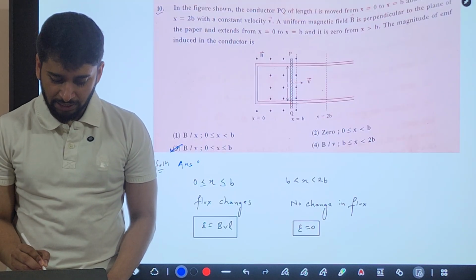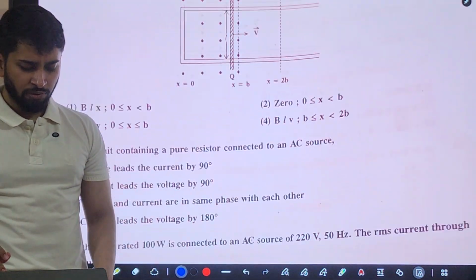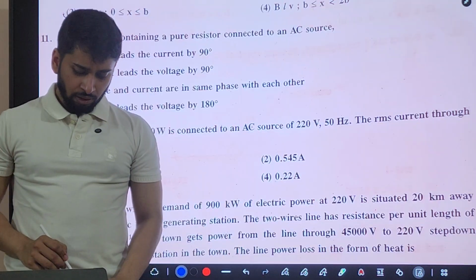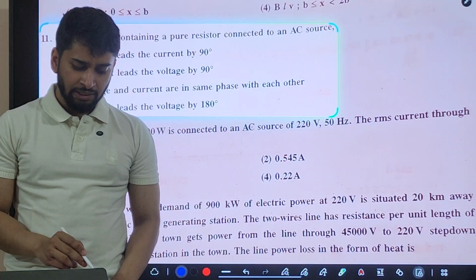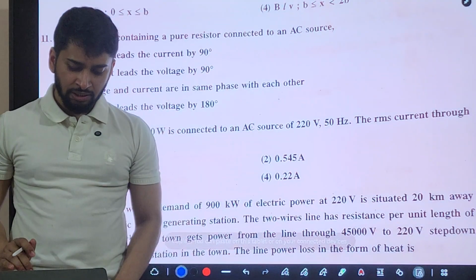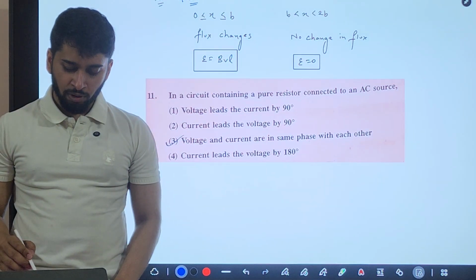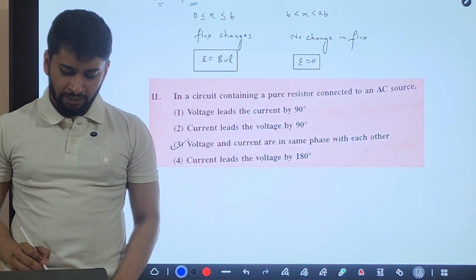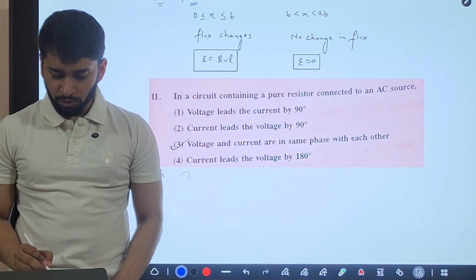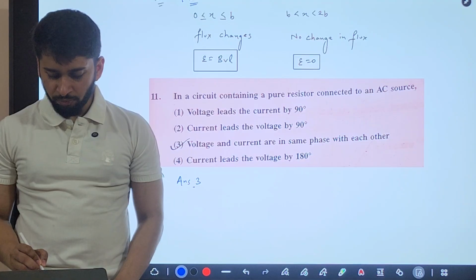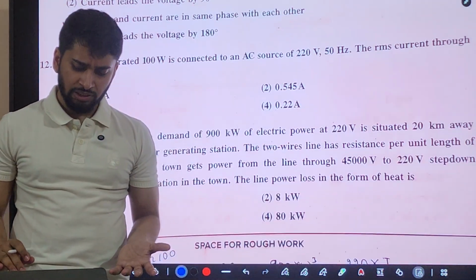Again, this is a simple question, right? Let's move on quickly. 11th one. What does the 11th one say? In a circuit containing a pure resistor connected to an AC source. So when you have a pure resistive circuit, voltage and current are in same phase. So answer will be option 3. There is no doubt there. There is not much to discuss there.